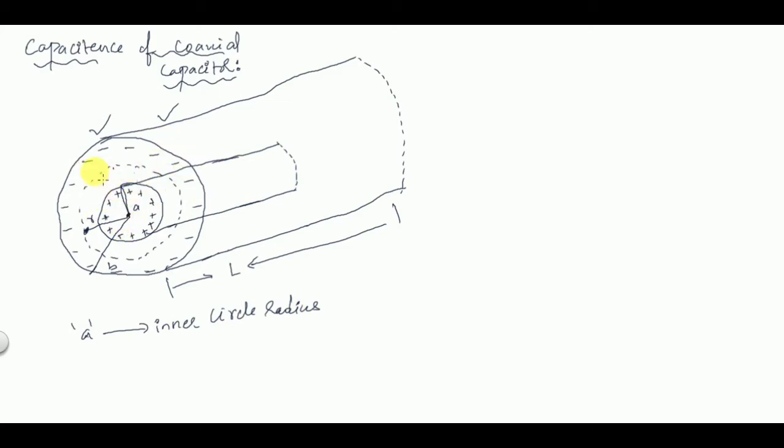There are two circles here over the surface of the cylinder. The inner circle is surrounded by positive charge, and its radius is A. The outer circle is surrounded by negative charge, and its radius is B. So B is the outer circle radius.